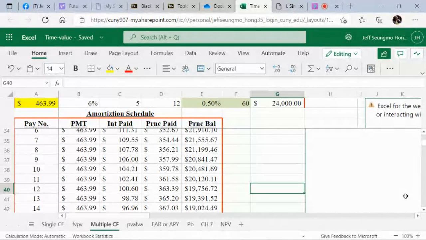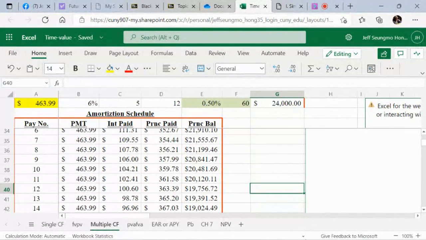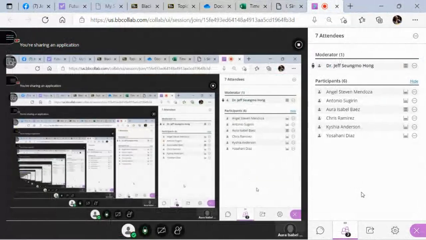So this is what an amortization schedule is. Okay, so any questions so far? Any questions?